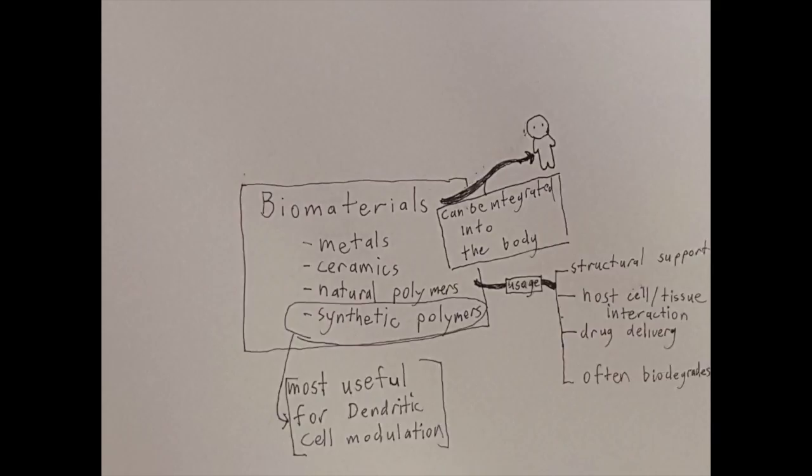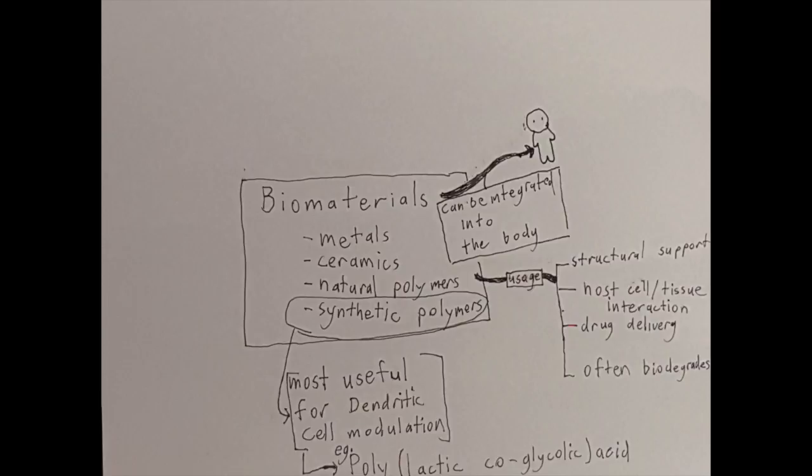Among these materials, synthetic polymers have shown promise for facilitating modulation of dendritic cells to manipulate the immune system. There have been a wide range of synthetic polymers studied for their use as biomaterials. One example, a group of materials called polylactic-co-glycolic acid, or PLGA, which are copolymers of glycolic acid and lactic acid, have been studied the most for usage in immunotherapies.